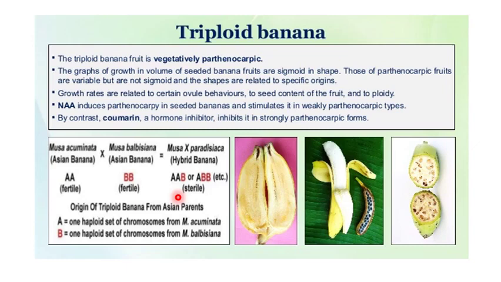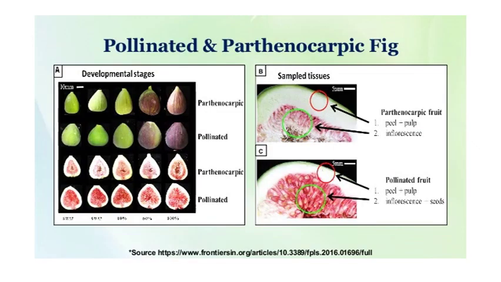As a result, the triploid banana variety occurs, which is sterile in nature. It means they don't contain seeds. That's why they are called seedless fruit, and the process is called parthenocarpy. During this, naphthaleneacetic acid induces parthenocarpy in seeded banana and stimulates it in weakly parthenocarpic types. By contrast, coumarin is a hormone inhibitor.